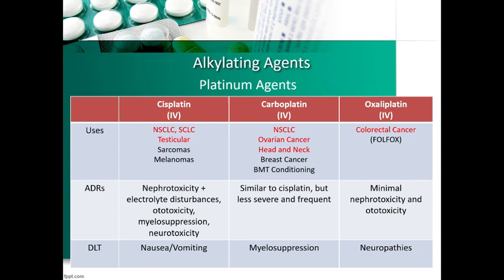So again, just a summary table here of these platinum agents. We see them all the time: lung cancer, testicular cancer, ovarian cancer, colorectal cancer. So these are 3 of the more common agents that we see. And we'll talk more about their toxicities in the next section.